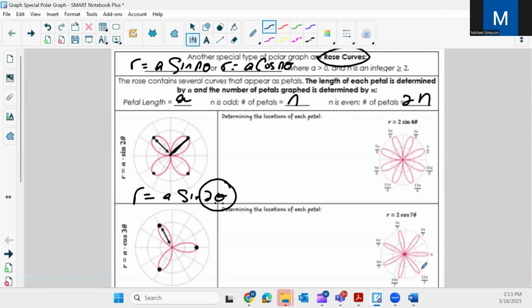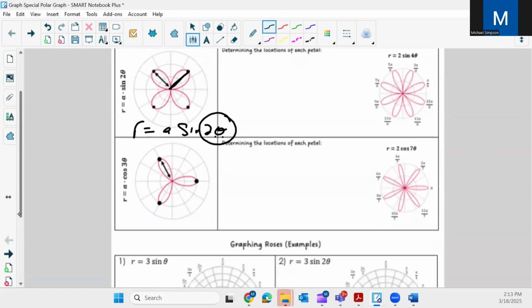Let's look at an odd number now. R is equal to 3 cosine 3 theta. What is my n value? 3. How many petals do I have? 3. See that now? So when n is an even number, you have twice the petals. Are we good? All right, outstanding.